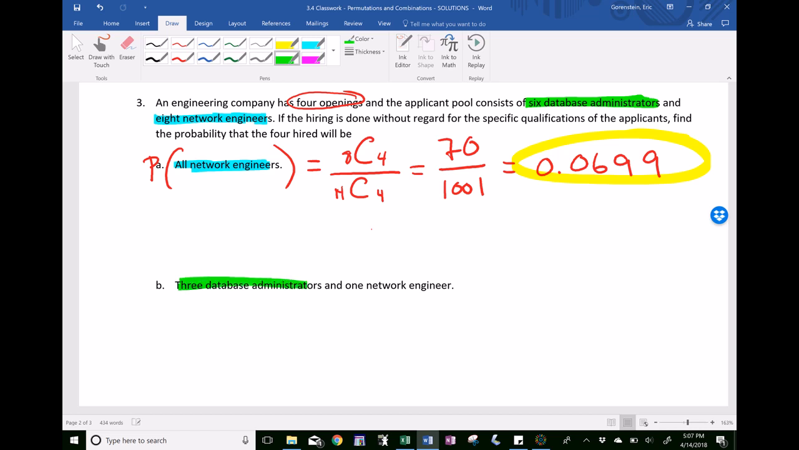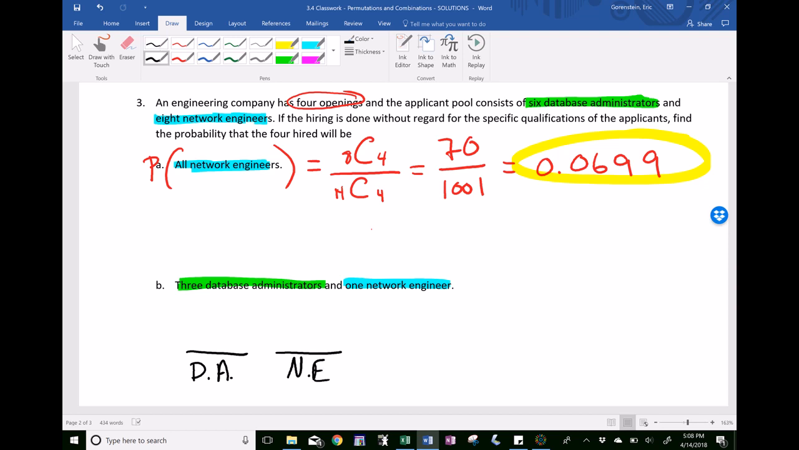3 database administrators and 1 network engineer? Again, this is a situation where we use the fundamental counting principle, or the fundamental counting rule. We're splitting our counting process into 2 steps. So we have to pick the database administrators, and then we have to pick the network engineer.